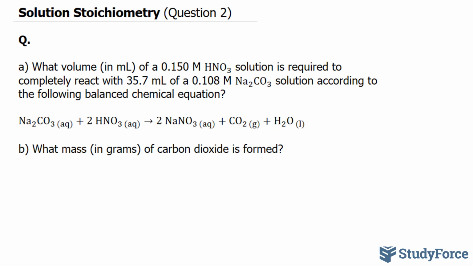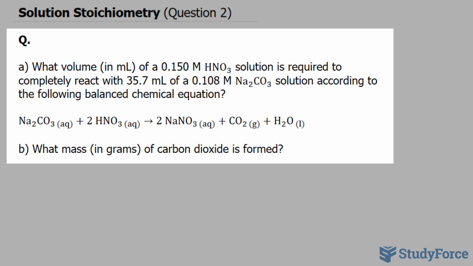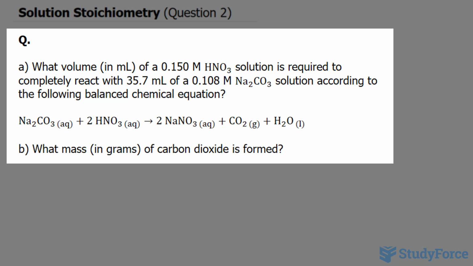In this lesson, I'll show you how to solve solution stoichiometry questions. This is question number 2. The question reads, what volume in milliliters of a 0.150 molar nitric acid solution is required to completely react with 35.7 milliliters of a 0.108 molar sodium carbonate solution according to the following balanced chemical equation? And then in part B, what mass in grams of carbon dioxide is formed?